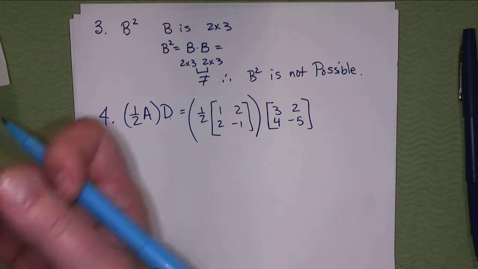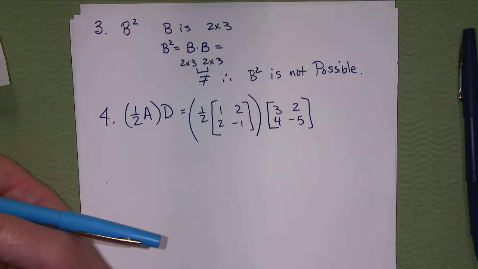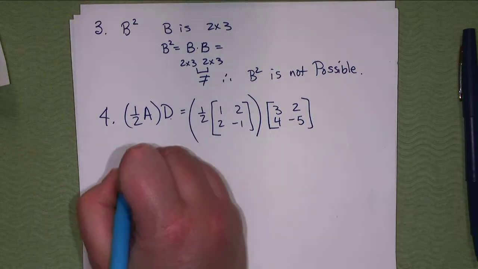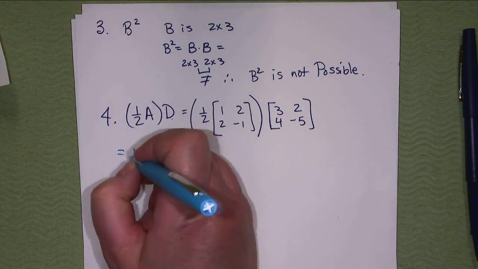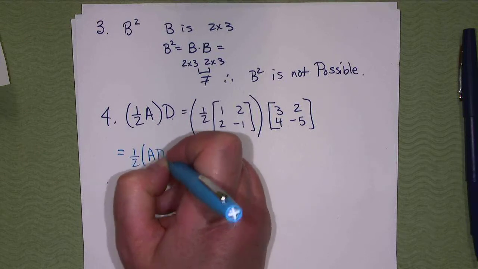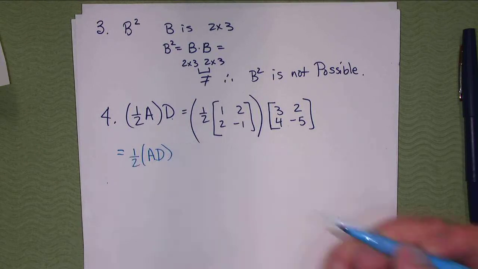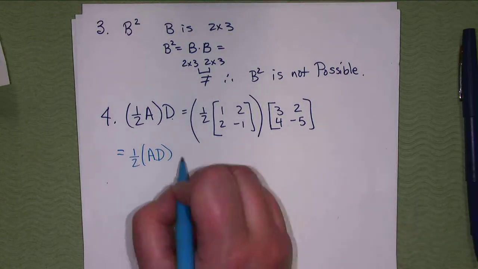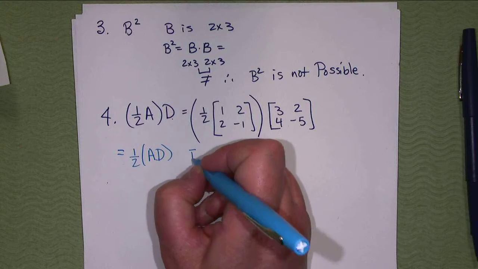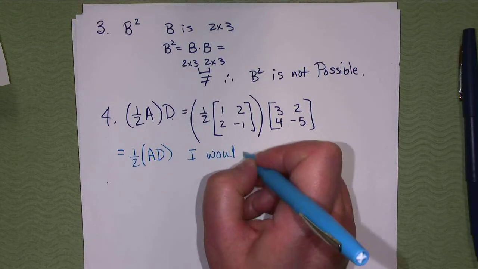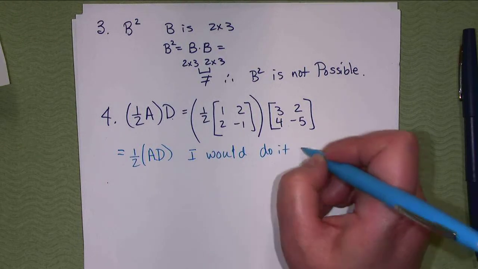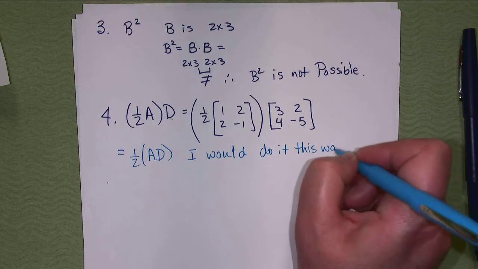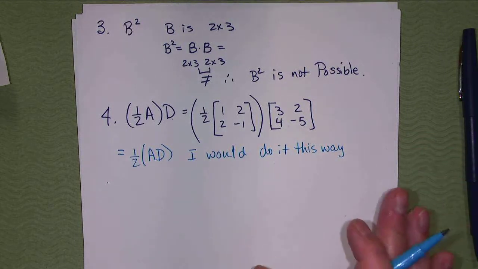I would just save the 1/2 for later and find A times D. So I would probably rewrite this myself as 1/2 A times D. Do A times D first and then multiply by 1/2. But you don't need to do that, okay? You could just multiply everything by 1/2. I'm just going to write that down, but it's not necessary, and I'm going to do it my way, but if you did it the other way, you should get the same answer.